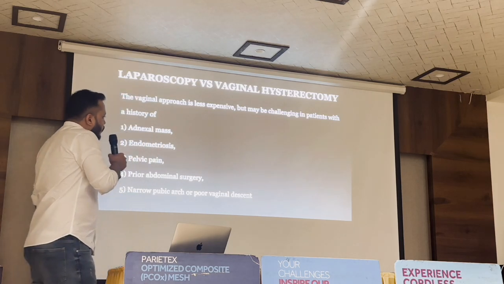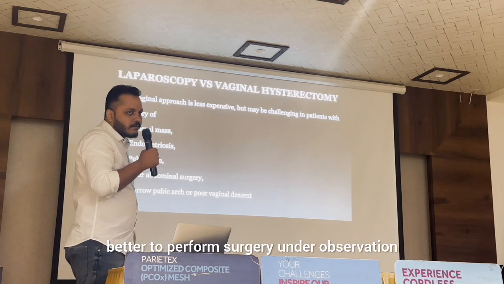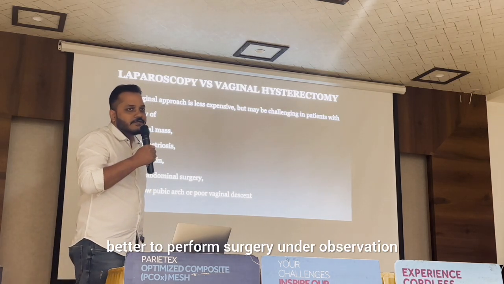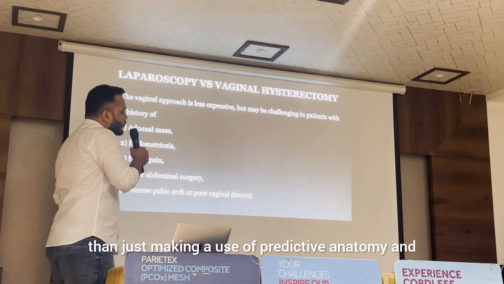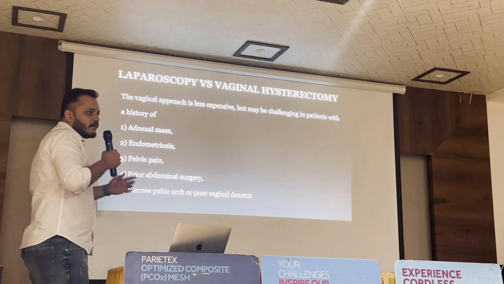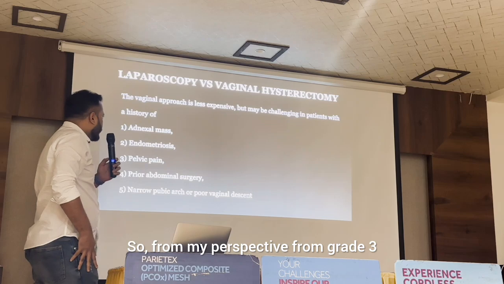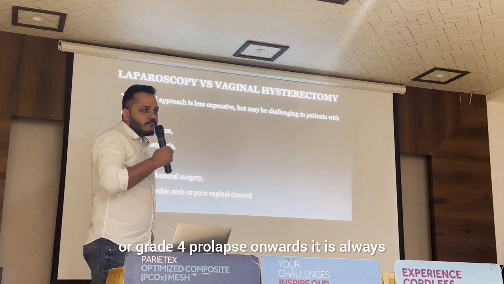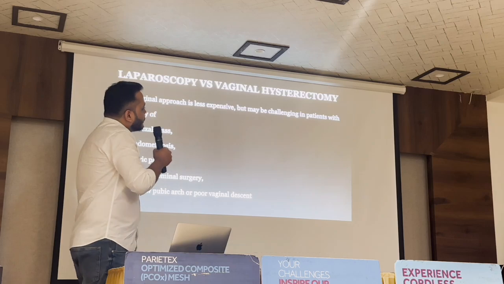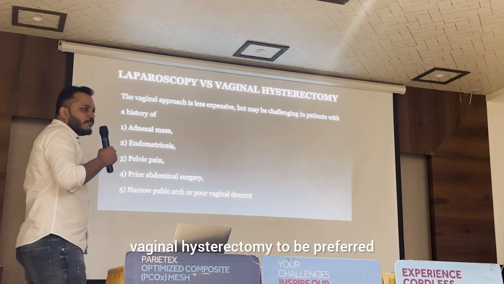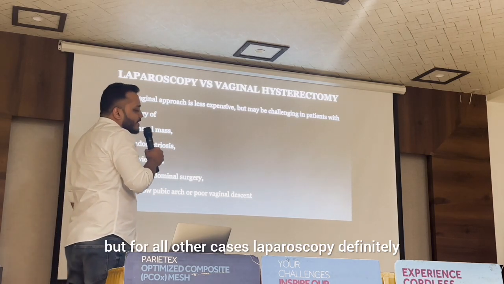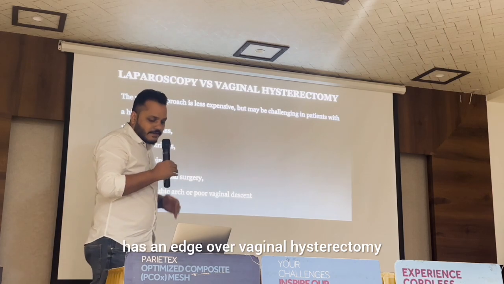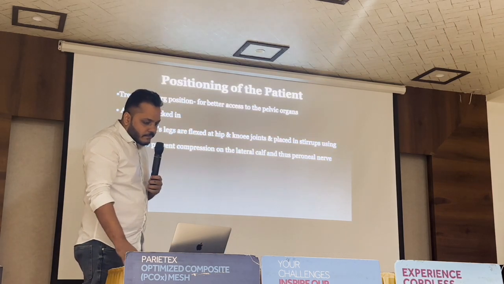So it is always better to perform surgery under observation than just making use of predictive anatomy and doing it vaginally. So from my perspective, from grade 3 or grade 4 prolapse onwards, vaginal hysterectomy is always to be preferred, but for all other cases, laparoscopy definitely has an edge over vaginal hysterectomy.